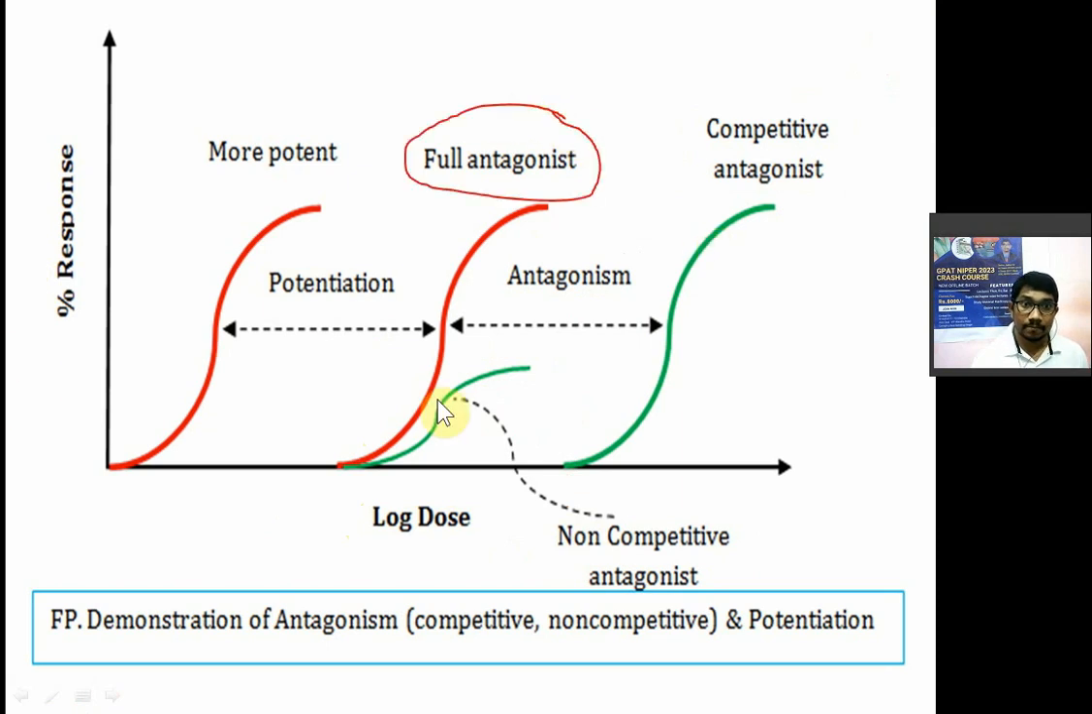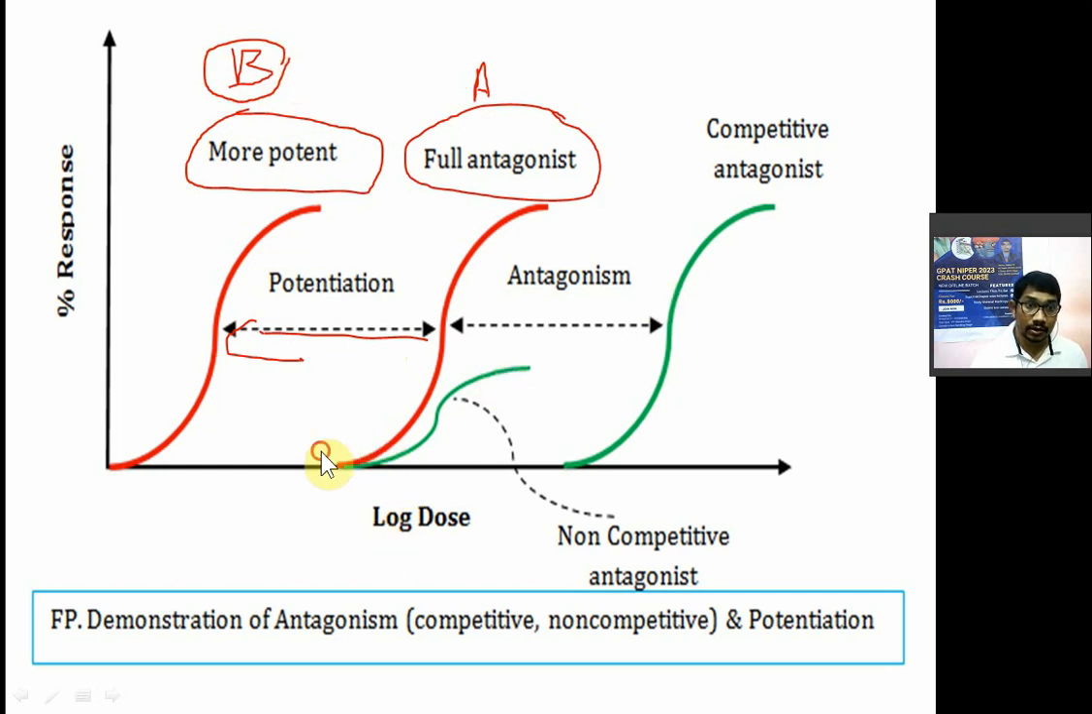Okay, if less dose is required to produce the same pharmacological action, it is known as potentiation. मान लीजिए कि यहाँ पे A है full agonist, और B है, but the dose required to produce the same effect by drug B is very less. मान लीजिए ड्रग A का डोज यहाँ पे 10 मिलीग्राम है और ड्रग B का डोज है ओनली 1 milligram.